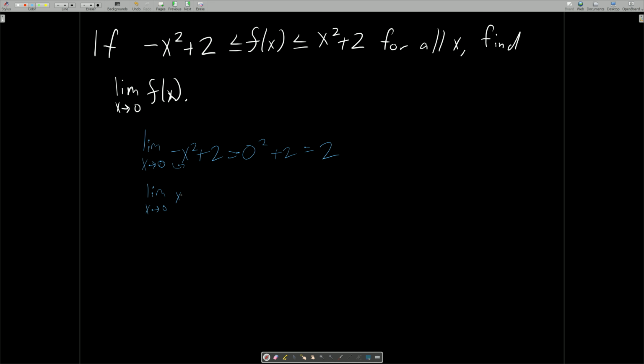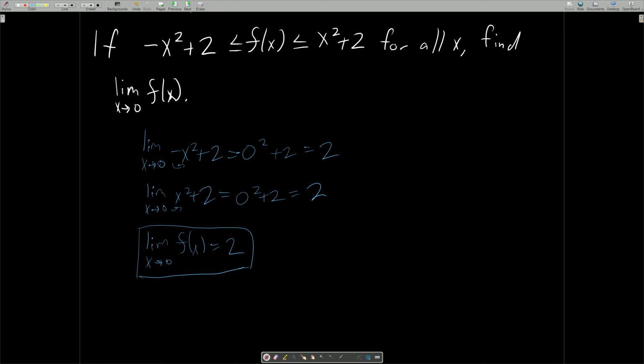Do the same limit, but with the right function instead. That's x squared plus 2. Substitute 0 for x, you get 0 squared plus 2, and that's also equal to 2. Now since the limits on the left and the right are the same, both equal to 2, the limit as x approaches 0 of f of x has to be equal to 2.